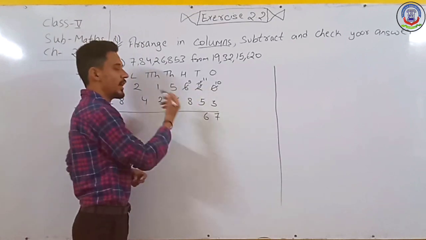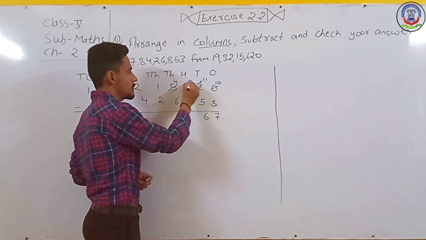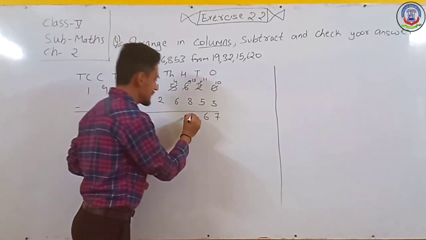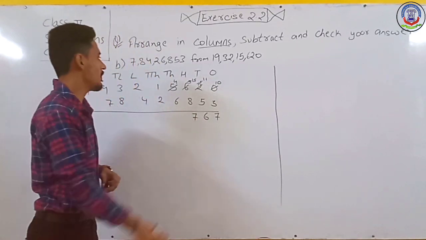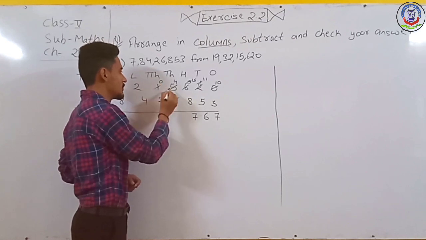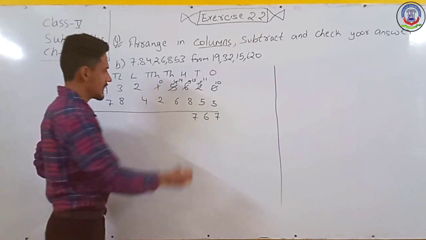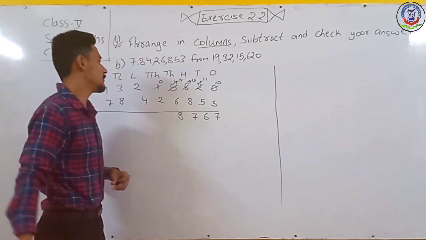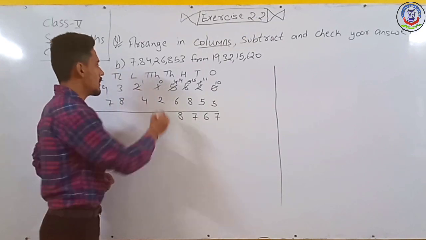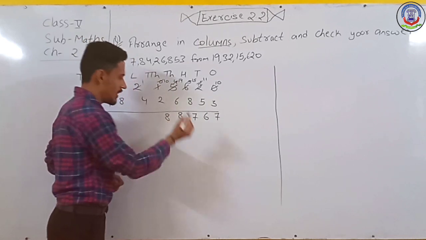Next we have 5 subtract 8. So again we borrow from here. This becomes 4 and this becomes 15. So 15 minus 8 is 7. Next we have 4 subtract 6. We borrow from here. This becomes 0 and this becomes 14. 14 minus 6 is 8. Next we have 0 subtract 2. So again we borrow from here. This becomes 1 and this becomes 10. 10 subtract 2 is 8.